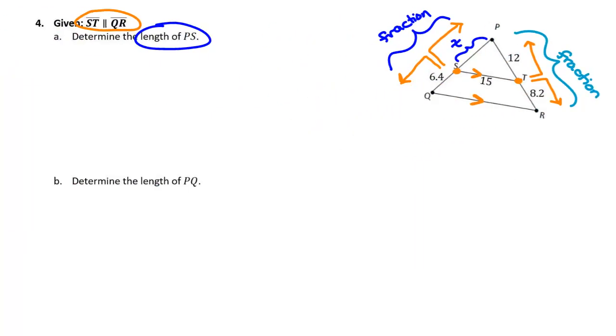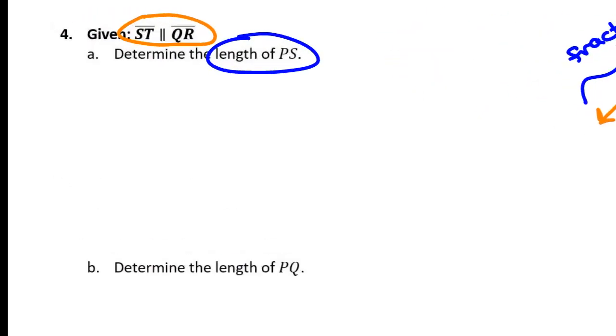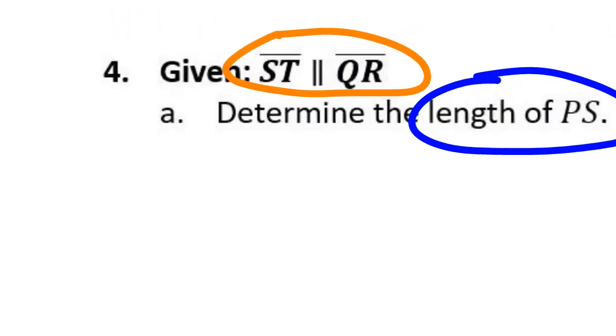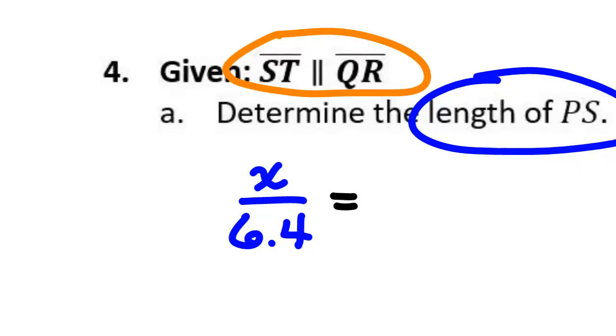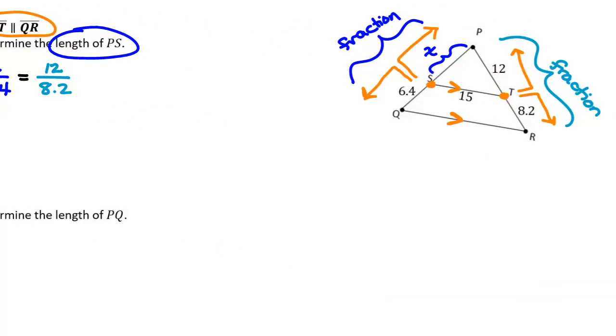This was the triangle proportionality theorem that we learned yesterday. So when you have a segment inside a triangle that is parallel to the third side, it splits the sides of the triangle, the ones that it touches, into proportional segments. So we turn them into fractions. So I would have X over 6.4 is equal to 12 over 8.2.